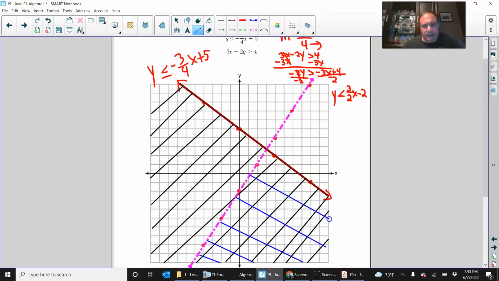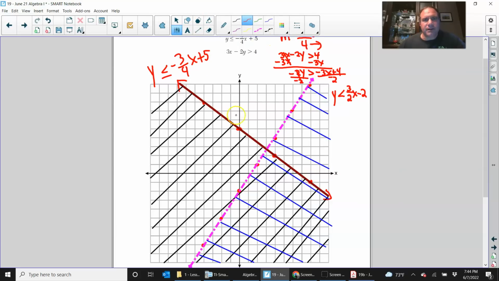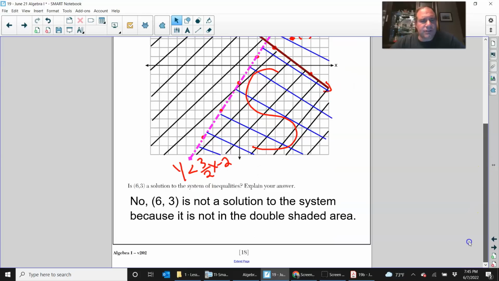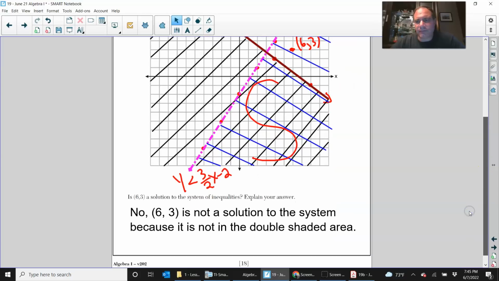All right, and I am shading it, and as my double shaded area right there. Just remember to put arrows on each of those sides of the lines, and then put a giant S right here. Okay, and we put that giant S there, and we put the equation on the line, and then you answer the question, is (6,3) a solution to the system of inequalities?